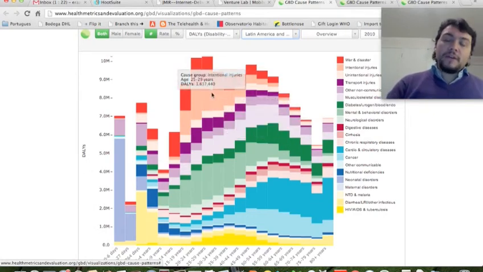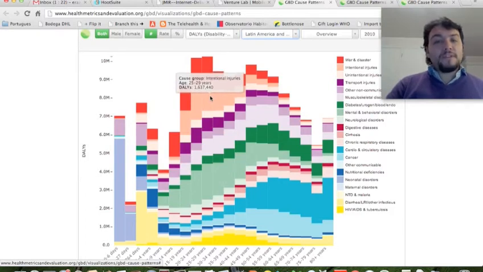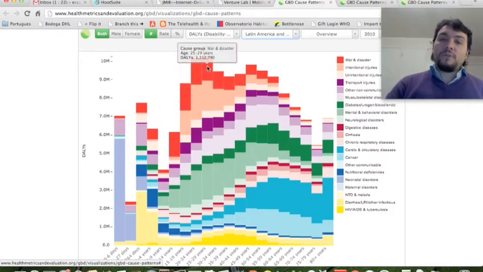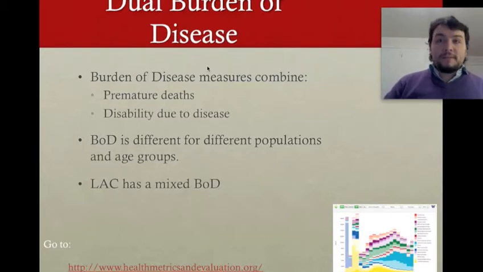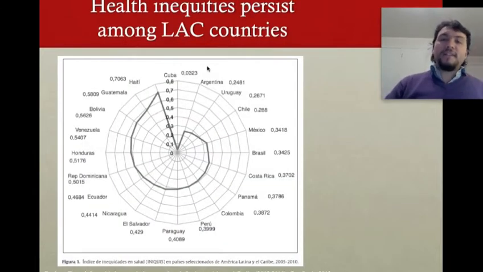On the other hand, we still suffer a high burden of disease coming from injuries, wars, and disaster. So it's difficult to pinpoint the main sources or the main health problems for Latin America as a whole because, as you've seen, the burden of disease is very mixed. On the other hand, as I said, you have to look beyond averages and you'll find that there are important inequities among Latin American countries.